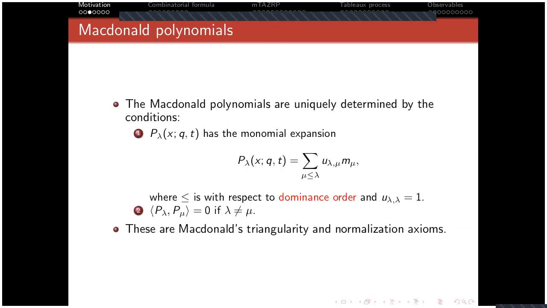Okay, so sorry, M was the monomial basis, monomial symmetric functions. If you want me to give examples, let me. Actually, examples would be great. Okay.